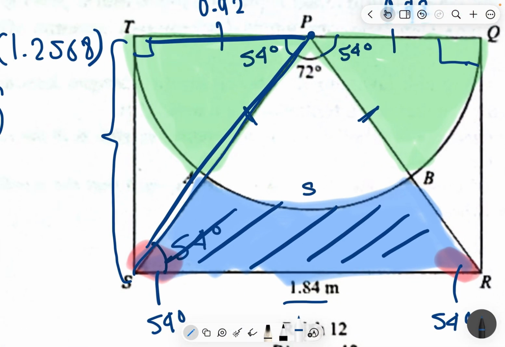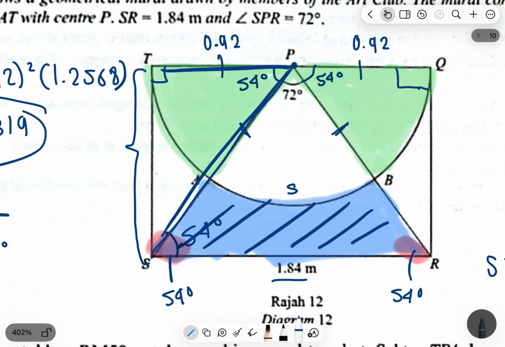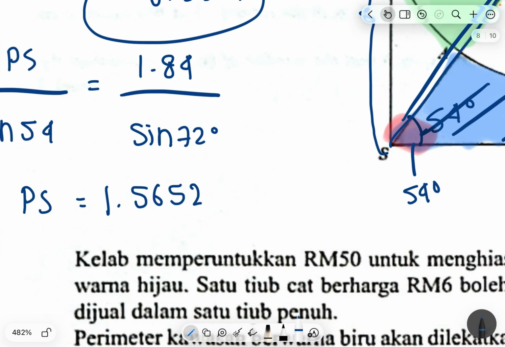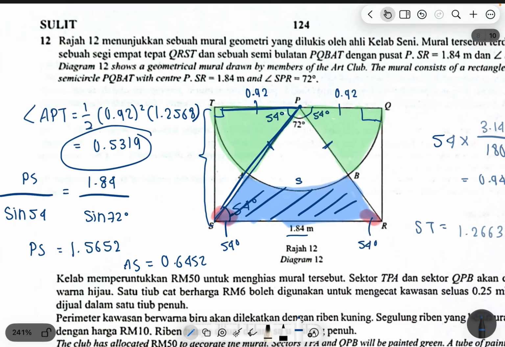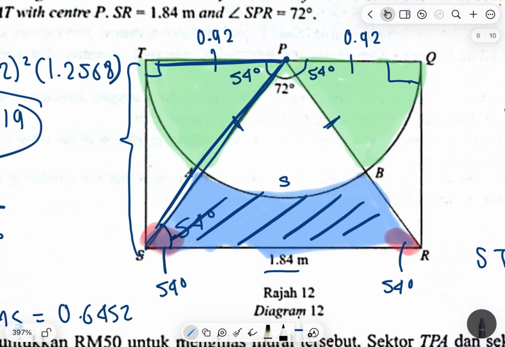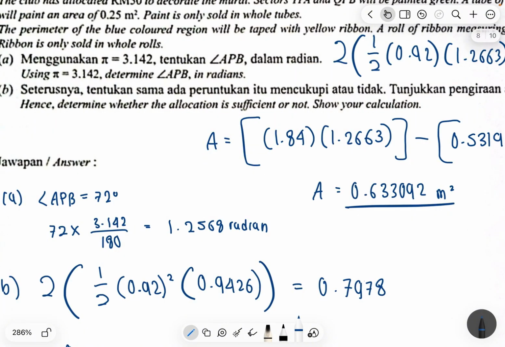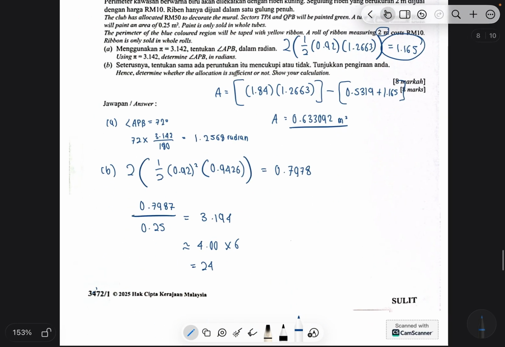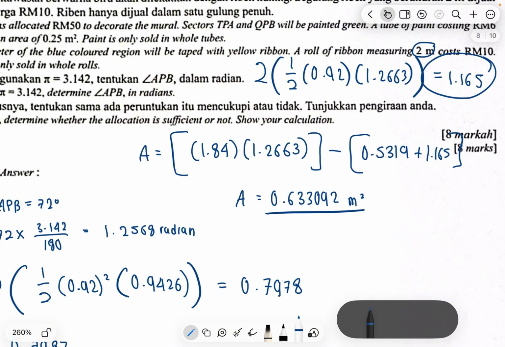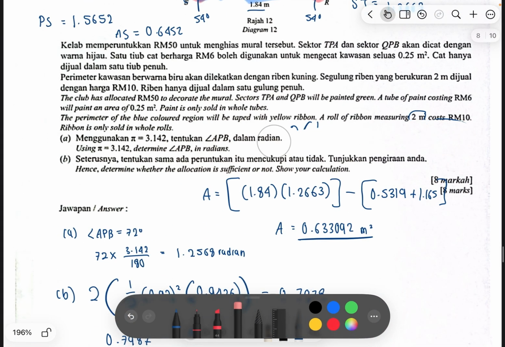So this is equal to... Oh, I already found PS, right? So AS is equal to 1.5652 minus 0.92, which is equal to 0.6452. And then arc length s is equal to r theta. So 0.92 times the radian we had just now, 1.2568. So I get 1.1563. Okay, that makes sense.